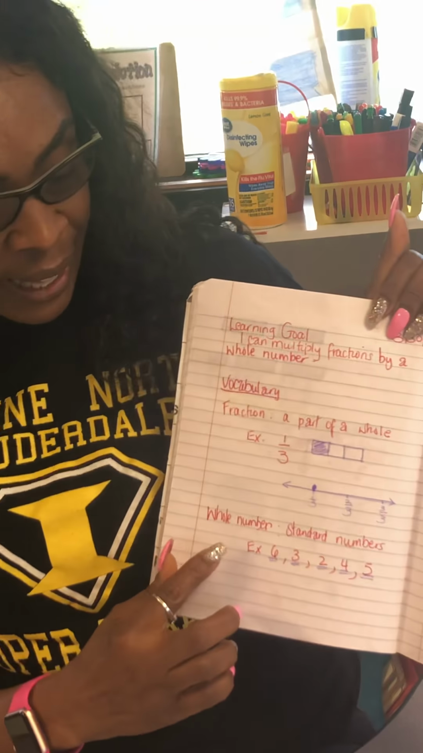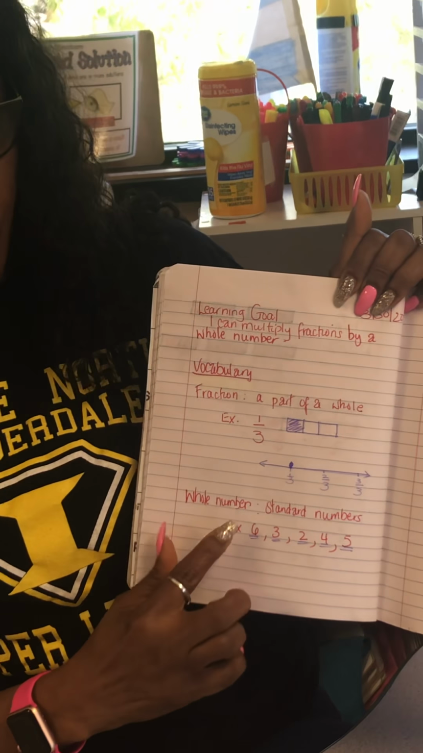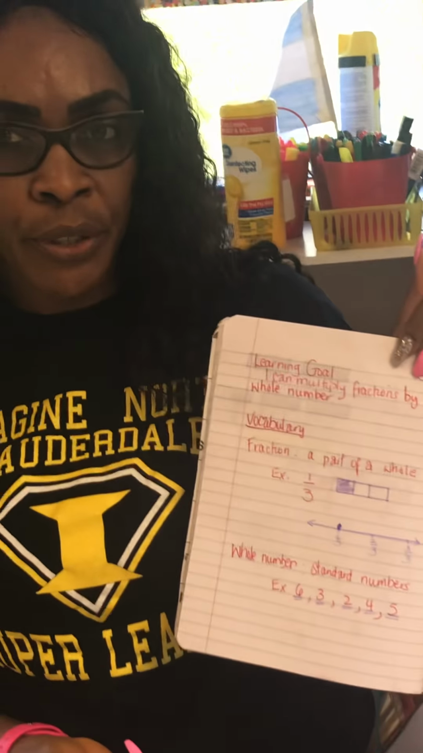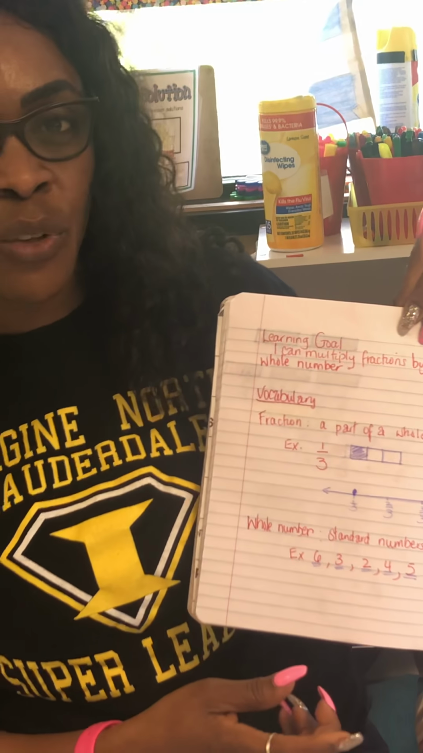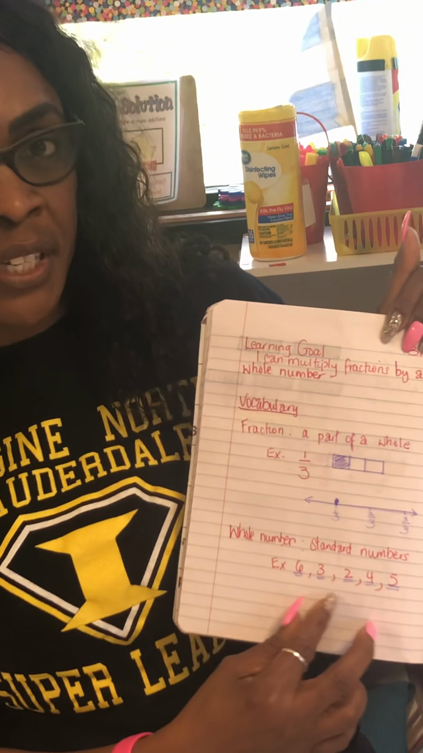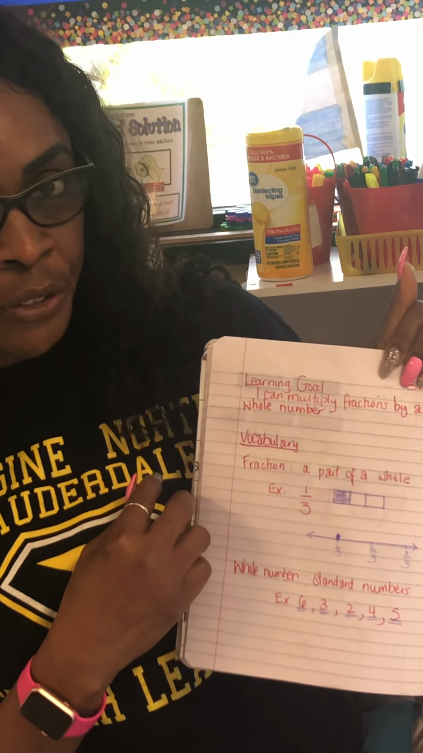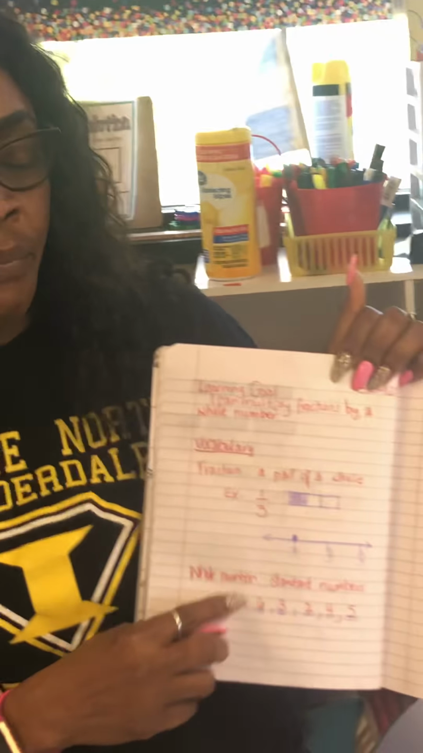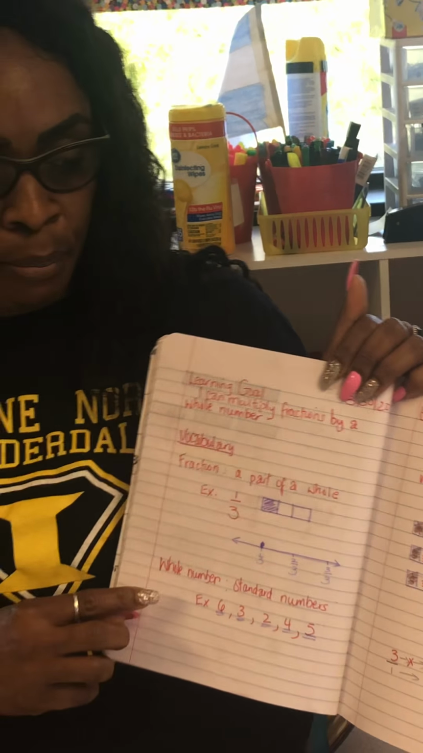Also, we will have whole number as one of our vocabulary words that we want to be familiar with. When you hear whole number, all you're thinking about is your standard way of writing numbers. It could be 1, 2, 3, 4, 5, any of these numbers here. So what you're going to be learning to do during this chapter is how to multiply a fraction by a whole number.